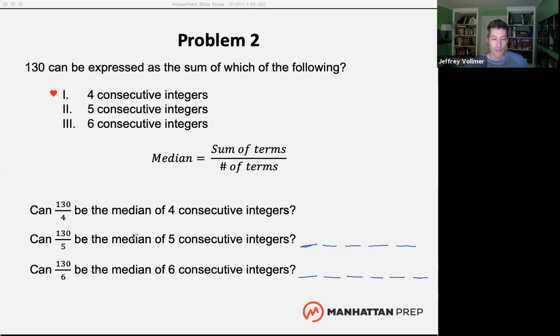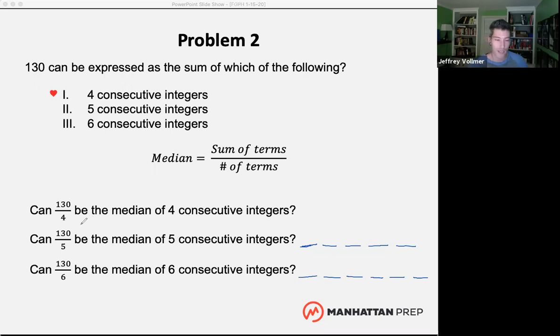Well, think about what it means for the median of five consecutive integers. Remember, the median of four consecutive integers, we said, was a decimal. It was a half. But for five consecutive integers, the median has to be a whole number. It has to be one of the integers themselves.